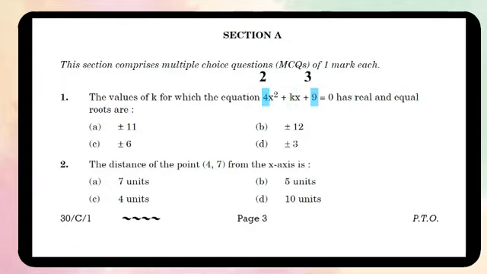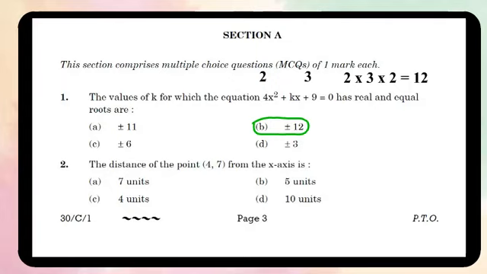Take the square root of the leading coefficient and the constant term, multiply them, and then multiply by 2. Put plus or minus in front of it. That's all. So the correct answer is option B, plus or minus 12. Note that in some problems we are not able to take the square roots independently. In that case, you multiply 4ac and then find the square root of it.